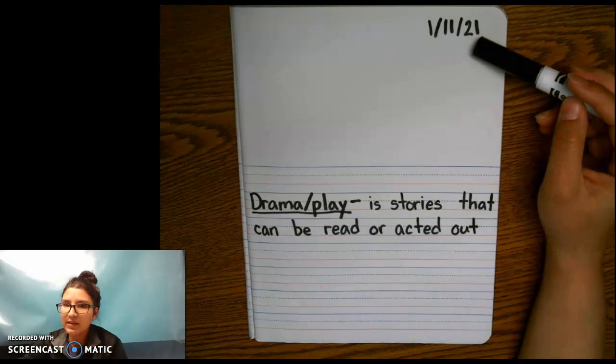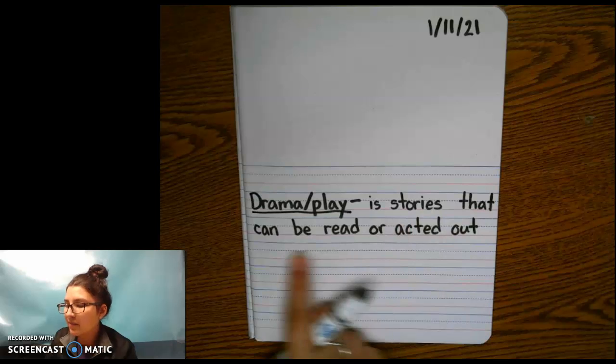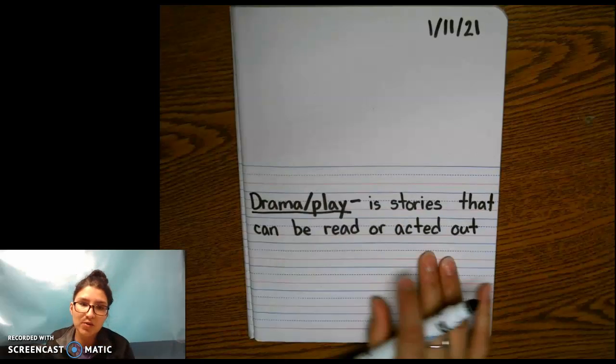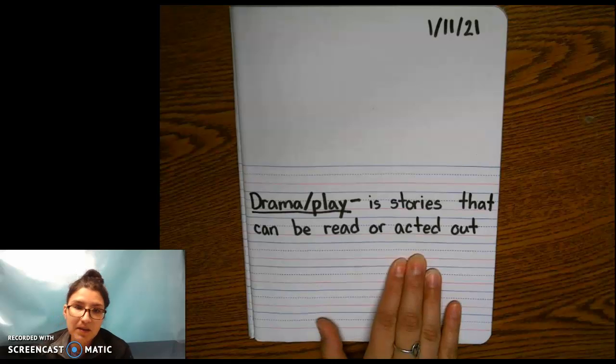Today's date, 1/11/21. The definition that I want us to focus on today is drama slash play, is stories that can be read or acted out. So remember, it's important to write this down in your journal, so if you ever forget what a drama is, you can go ahead and go back and read this, okay?